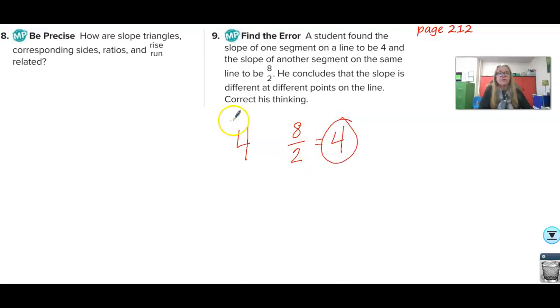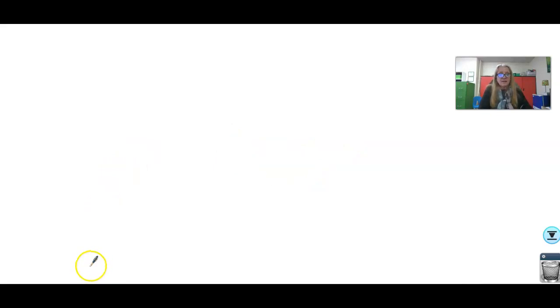This reduces to 4. Therefore, the line has the same slope throughout. Any straight line has the same slope on any part of that line. No matter how big or small the part is, the slope will be the same. I think that's it.